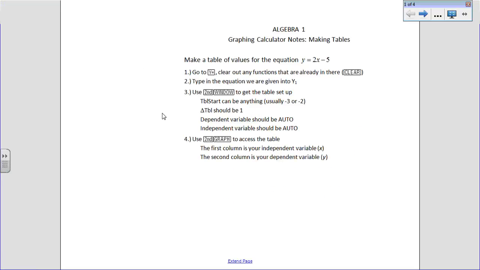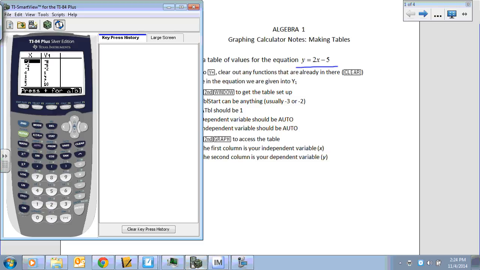So what we want to do, guys, is we're going to make a table of values, and we're going to model with the equation y equals 2x minus 5. All right? So the first thing you're going to do is to go to y equals and clear out that function. Notice it says to clear out. So you're going to go to y equals.